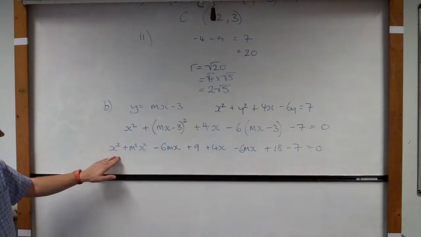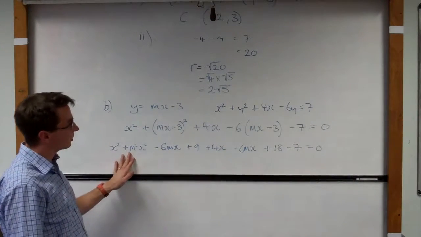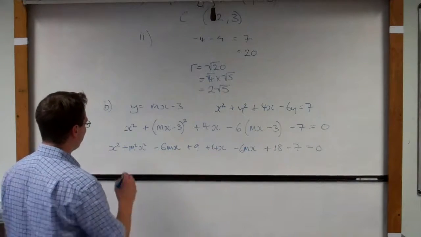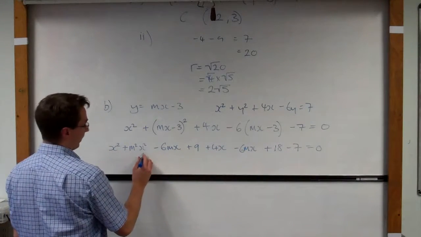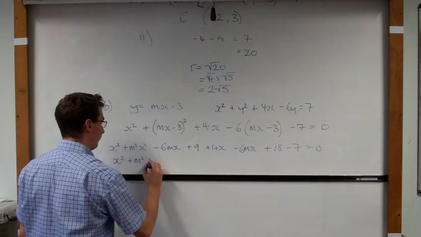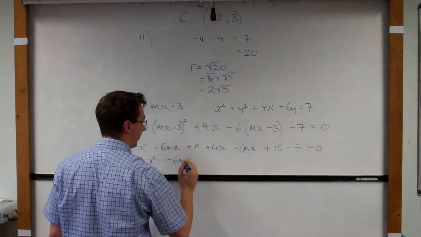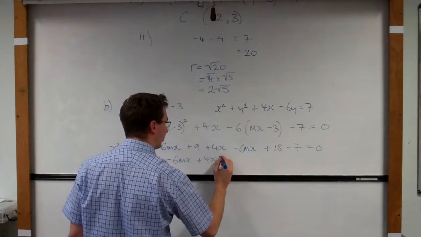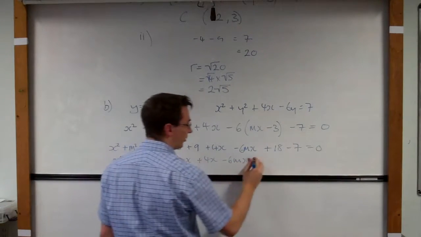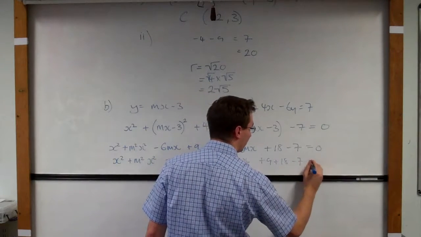Now, I want to try and group the like terms. So I want all the x's together, I want all the x squareds together, and I want all the constants down that end. So I've already got the x squareds together, so I'm just going to rewrite them for the moment. Then I've got minus 6mx plus 4x minus 6mx. And then my numbers, plus 9 plus 18 minus 7 equals 0.